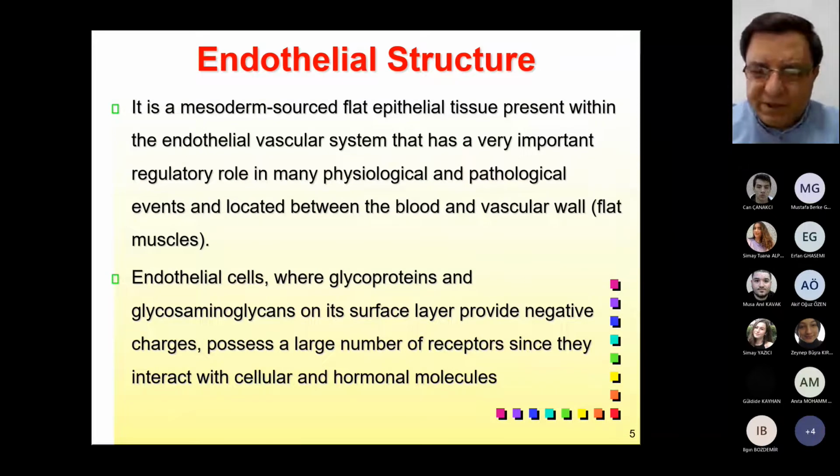atherosclerosis occurs in the endothelial part of the arterial wall. So it's a kind of epithelial tissue. It's a mesodermal tissue, and this endothelial vascular system has a very important regulatory role in some physiological and some pathological events, and it is located between the blood and the vascular wall.